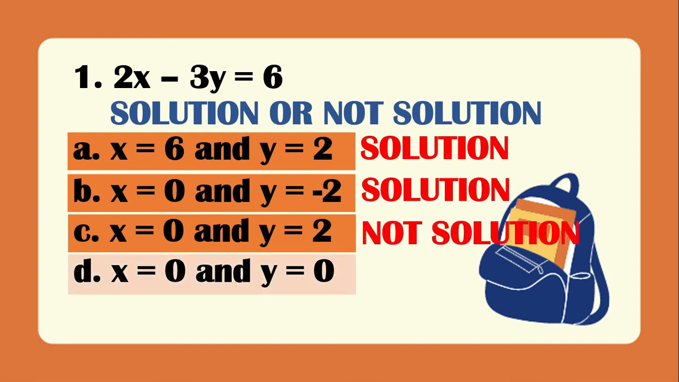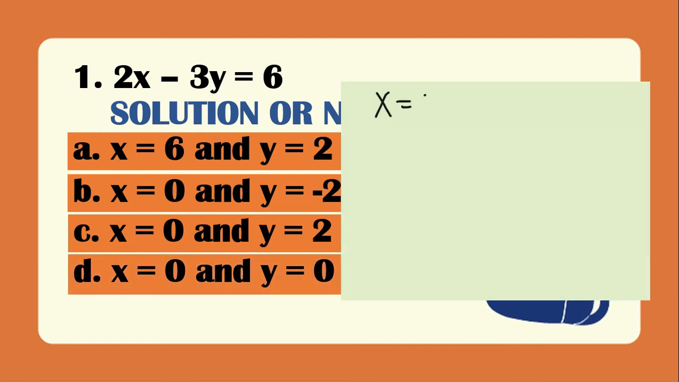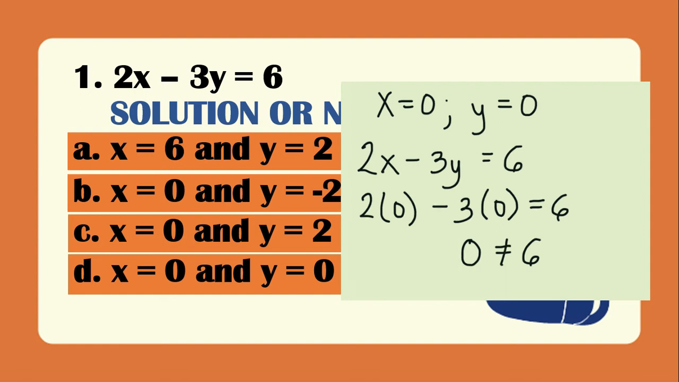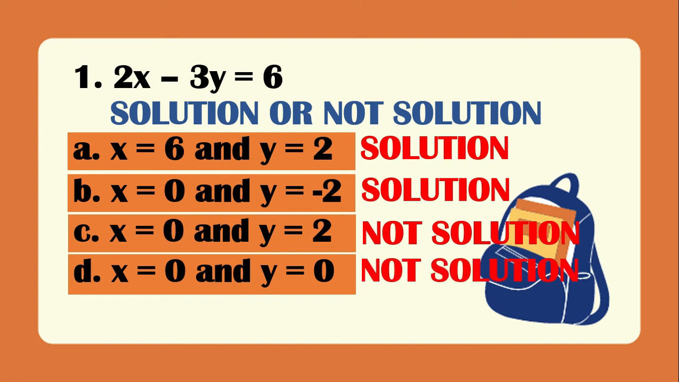How about the fourth one? X is 0 and y is also 0. Using the given, next we will substitute the value of x and y. So we will have 2 times 0 minus 3 times 0 equals 6. 2 times 0, that is 0. And negative 3 times 0 is still 0. So we will have 0 equals 6. This statement is not true because 0 is not equal to 6. So letter D is not also solution.